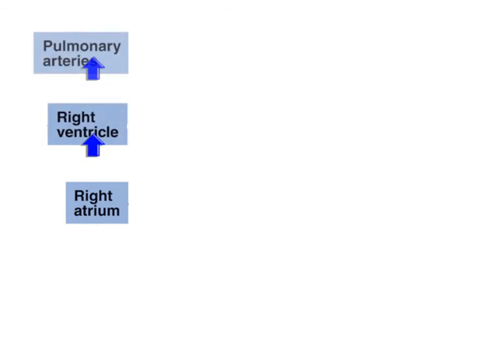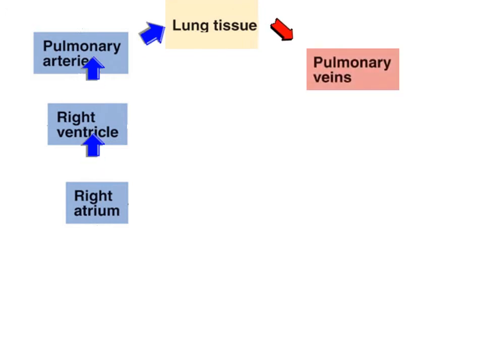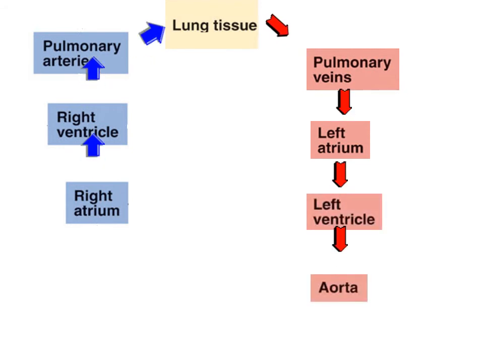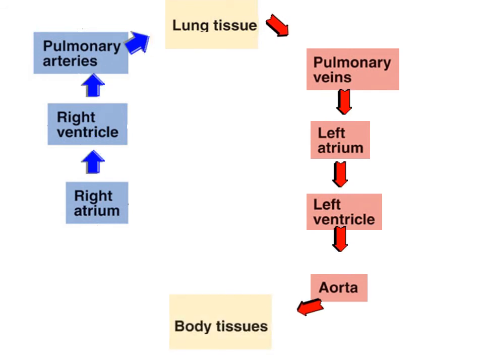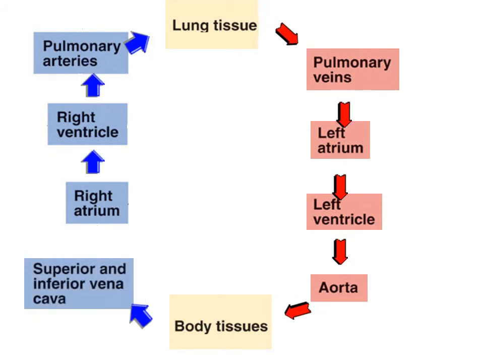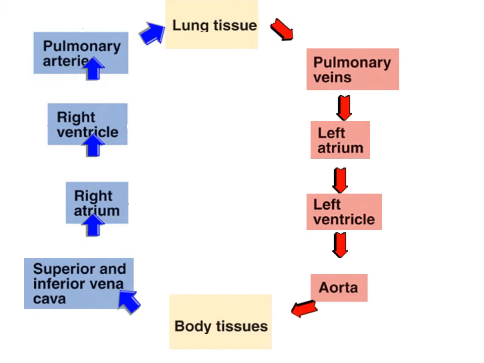From right atrium, blood will move to right ventricle. From right ventricle to the pulmonary arteries, lung tissue, where it is oxygenated again. Then from lung tissue to the pulmonary veins, then to the left atrium, and then to the left ventricle. From the left ventricle, blood is pumped to the aorta, which conducts blood to the body tissues, where it supplies these tissues with oxygen and becomes deoxygenated and returns back by superior and inferior vena cava to the right side of the atrium.